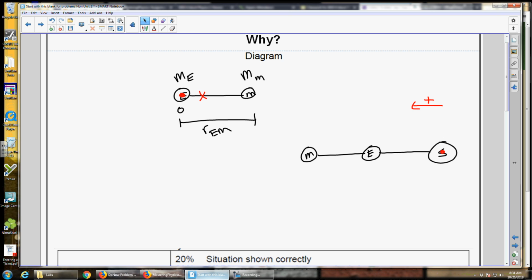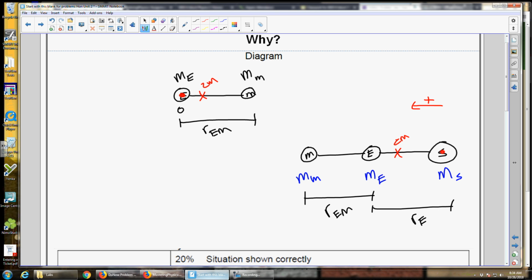And so other labels I would have in here would be mass of the moon there. There we go. Mass of the moon, mass of the Earth, mass of the sun. Where do we think our center of mass will be? So you tell me where to stop. Right here? Okay. I could probably label that as CM, right? Just to clarify. And then we'll have, let's see, from here to here would be the radius of Earth to Moon. Here to here would be the radius of Earth to Sun.